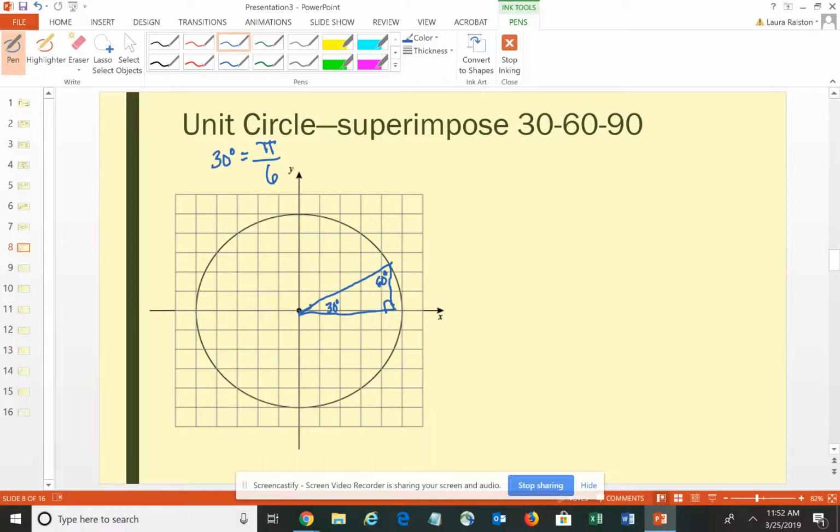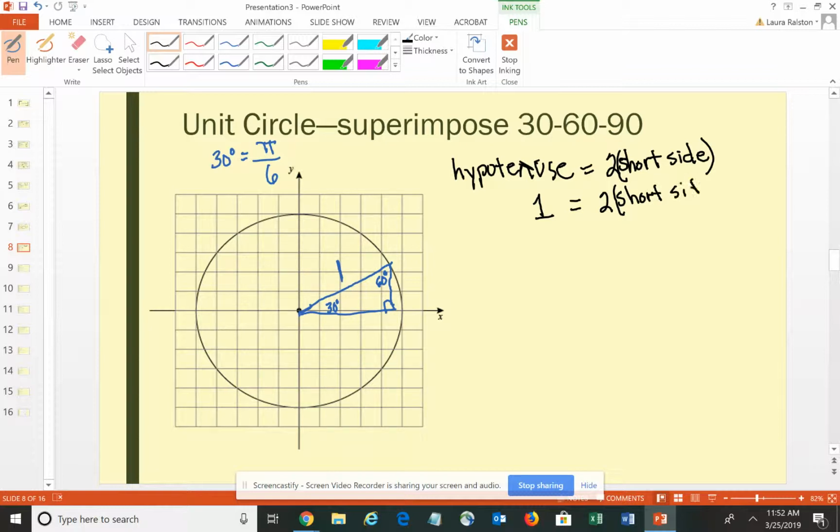And again, if we know that our hypotenuse is 1, and if you think back, we know that the hypotenuse of a 30, 60, 90 triangle is 2 times the short side. Well, if the hypotenuse is 1, and 2 times that short side gives us 1, and I solve it for the short side, I have that the short side of our triangle is going to equal 1/2.